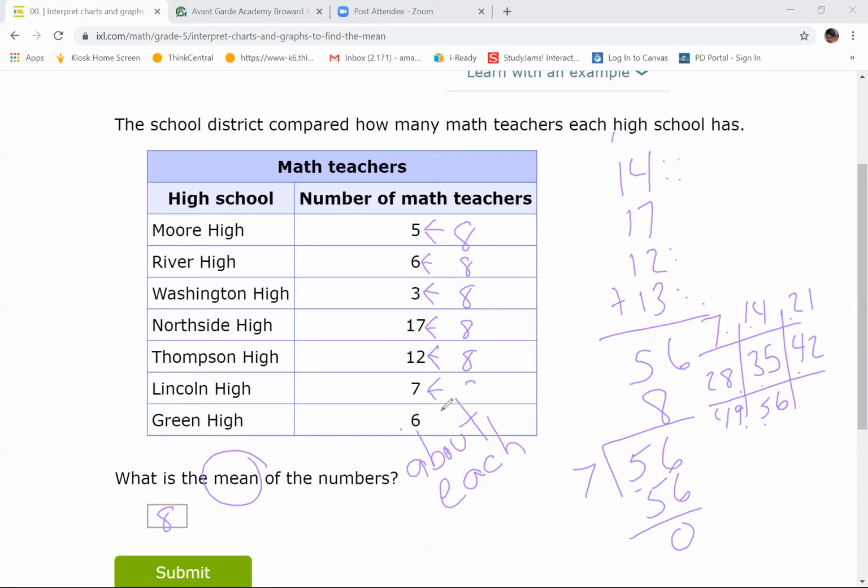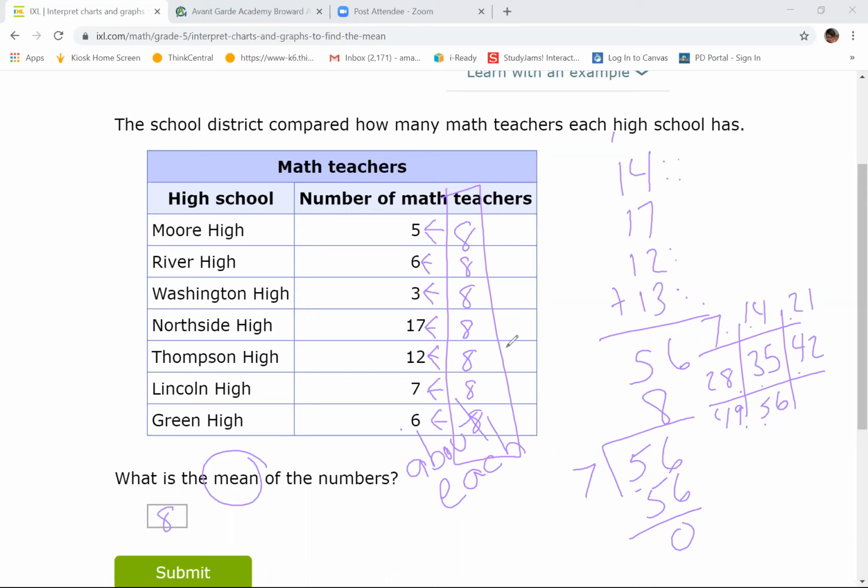About 8, and then this one about 8. So what that means is if we were to evenly distribute all of these teachers, remember we have 56 teachers. If we wanted to evenly distribute those teachers, every high school would have exactly 8 teachers. But we know that some high schools are different. They have more students, so they need more teachers. But you will be able to say it's about 8 teachers per school.